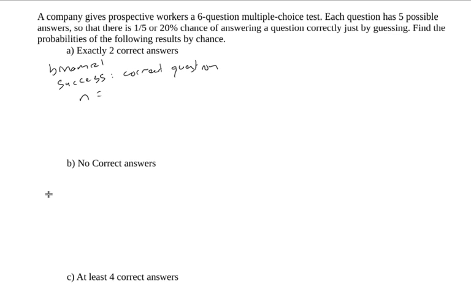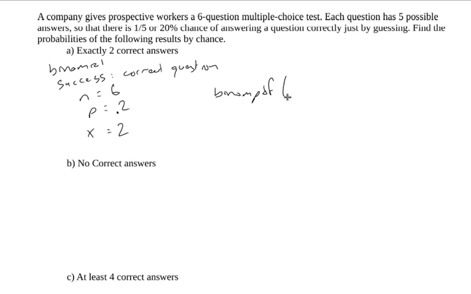Alright, so n, p, and x, those are the things I need to figure out numbers for. N is 6, there's 6 trials. P is the probability of 20%, or 0.2. If you want to write 1/5 there, you could do that as well. And we're trying to find the probability of getting exactly 2 correct answers. So x is 2, this would be binomial PDF.